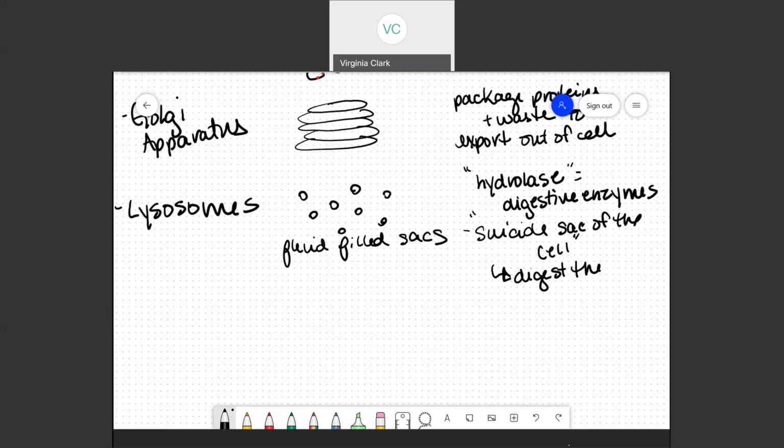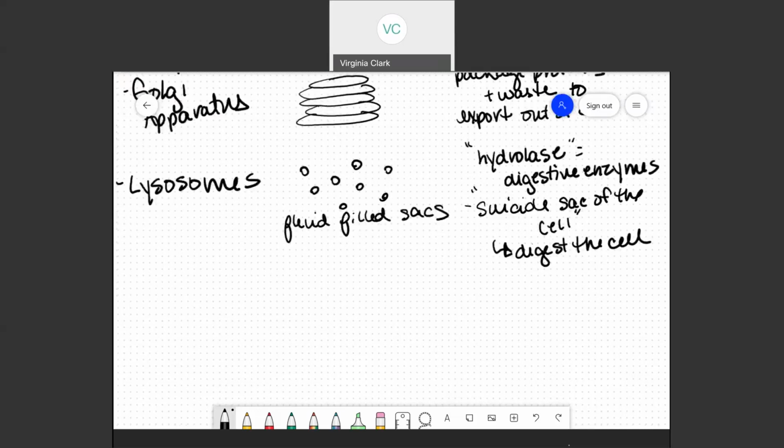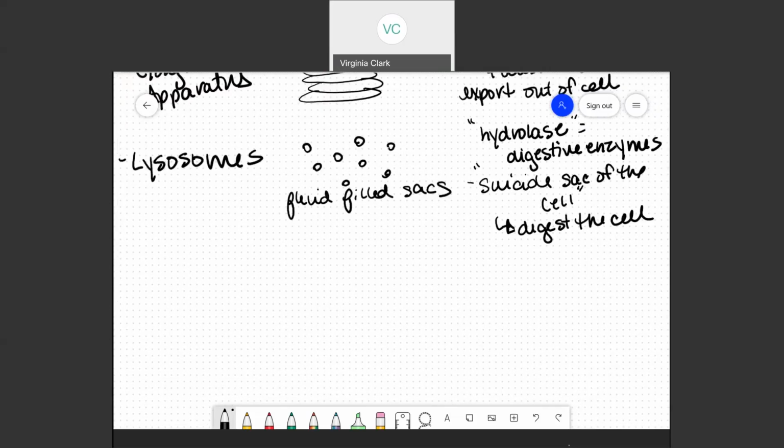Because they contain the enzymes that are responsible for digesting things, and they should be digesting other things, but if they are broken, a lysosome will release its hydrolase, or its digestive enzyme. It's called the suicide sac of the cell, because it will essentially start to digest the cell from the inside out, which will destroy the cell.